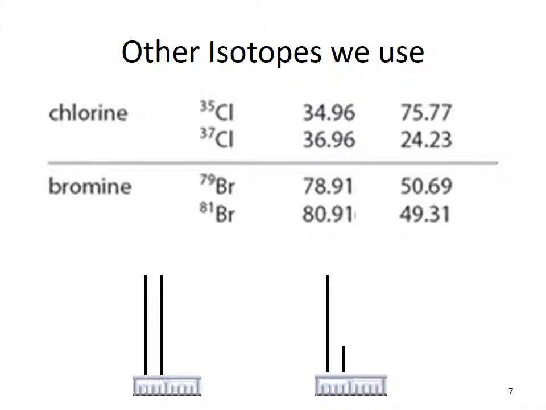So when we are looking at a mass spec, the first thing we always do is look at the molecular ion and see if it is odd. If it's odd and it doesn't have these two peaks, then we know that it's got nitrogen in it. If we see these two peaks, then we know it's got chlorine or bromine. So that one's bromine and that one's chlorine.